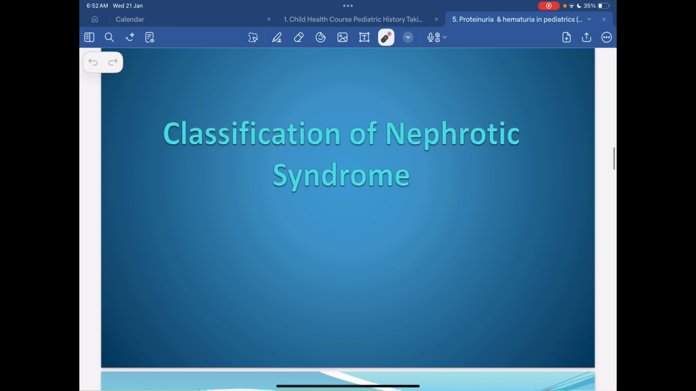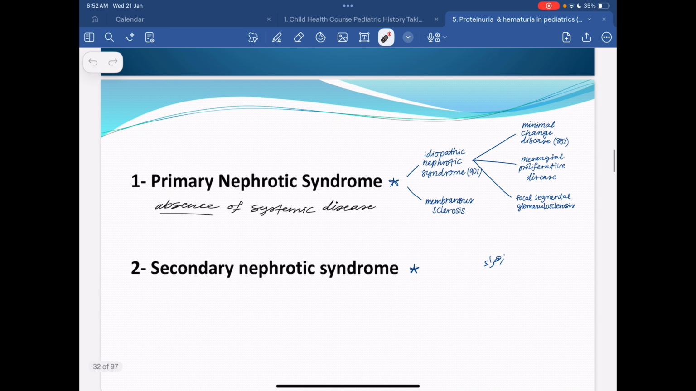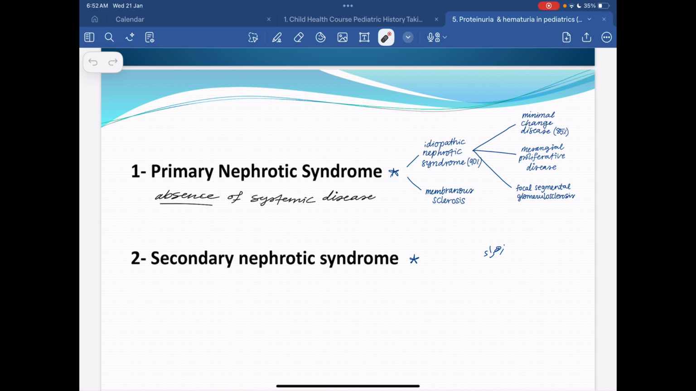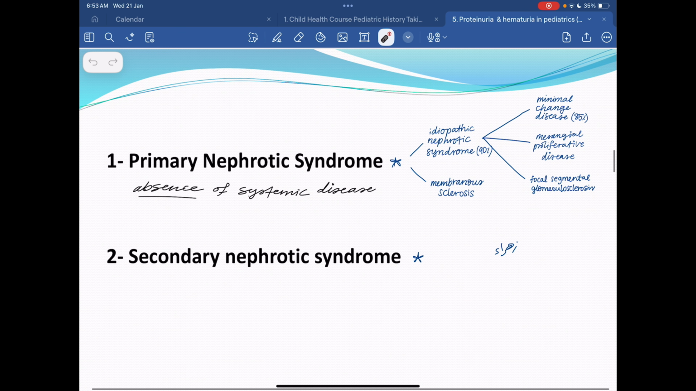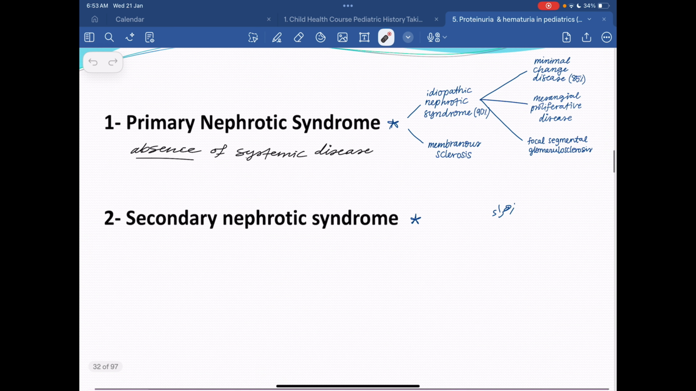طيب, classifications of nephrotic syndrome. Any classification, we have primary and secondary. So secondary to any systemic disease. Primary, absence of the systemic disease. عندنا two types. idiopathic nephrotic syndrome، وهذا يشكل 90% من الحالات. وعندنا membranous sclerosis, some cases of membranous sclerosis. Idiopathic nephrotic syndrome also يتقسم إلى minimal change disease, mesangial proliferative disease, and focal segmental glomerulosclerosis. نفصل فيها في السلايدات الجاية.